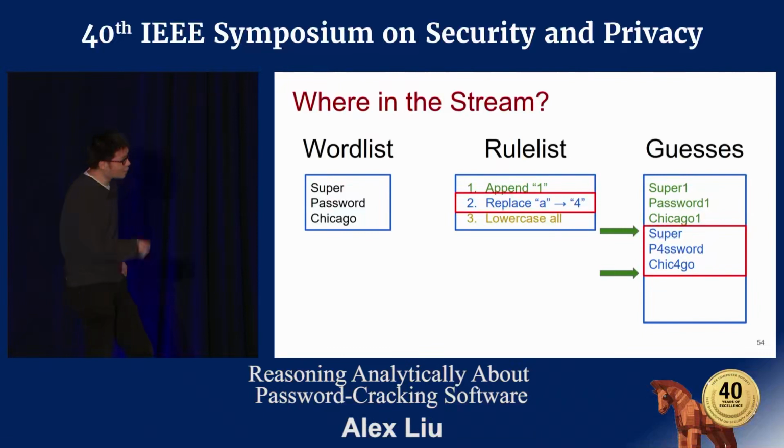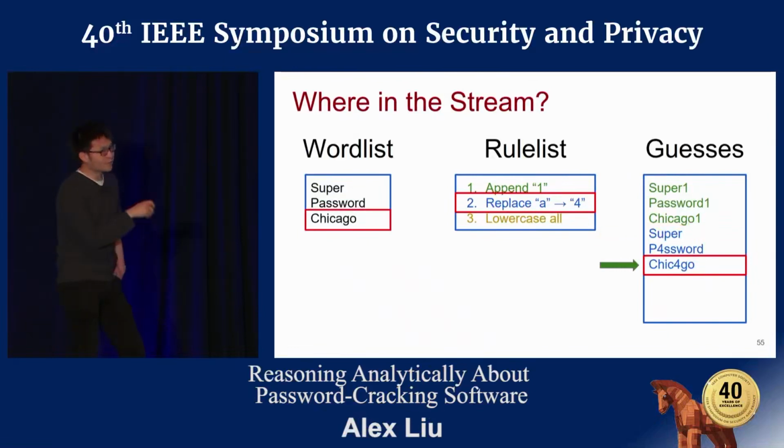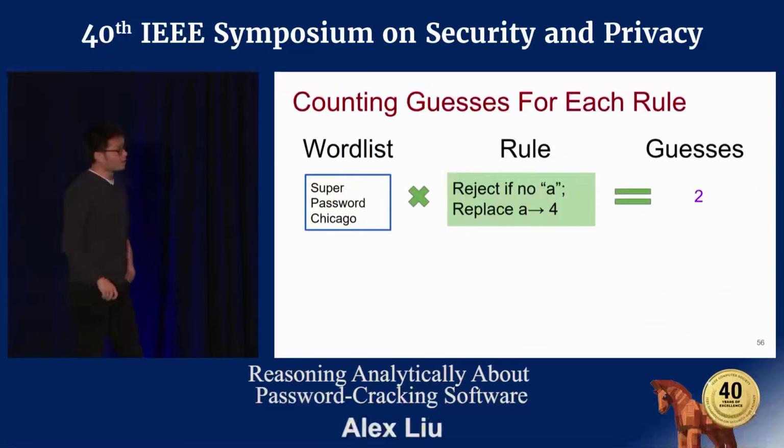But we also have to know how many other things are guessed before our target. Suppose we know how many guesses are made by each rule, we can quickly bound this number. And in this example, the guess number is between 4 and 6. But we also know that Chicago is the word that cracks the password. So we can use Chicago's position in the word list to estimate the guess number within the bound. But in reality, it's often non-trivial to get the number of guesses made by each rule.